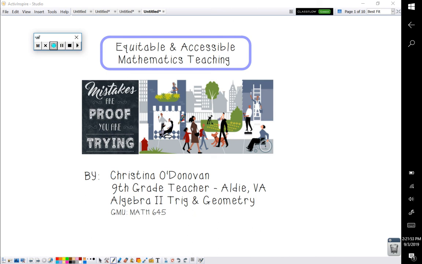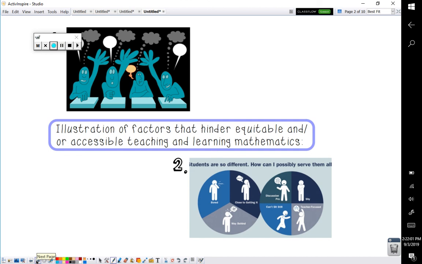Hello, we're going to be talking about equitable and accessible mathematics teaching in our classroom. So, two pictures I chose to illustrate factors that hinder equitable or accessible teaching and learning mathematics are these two images here.